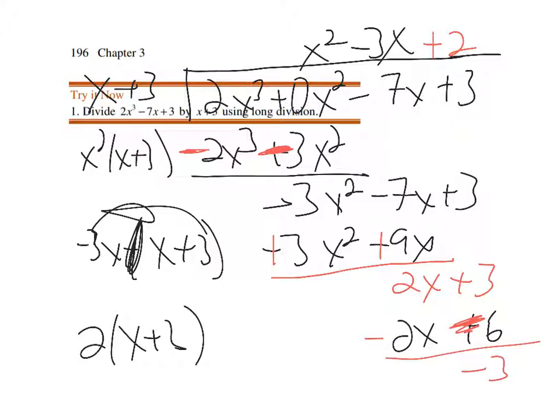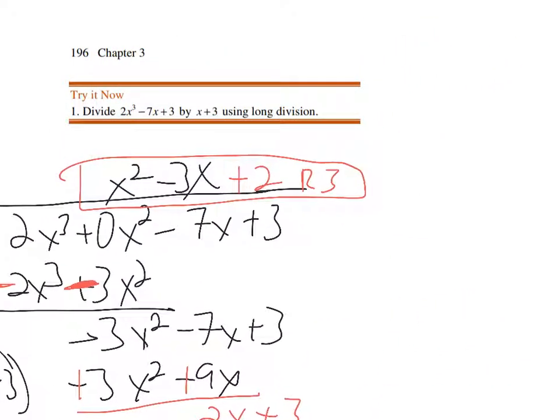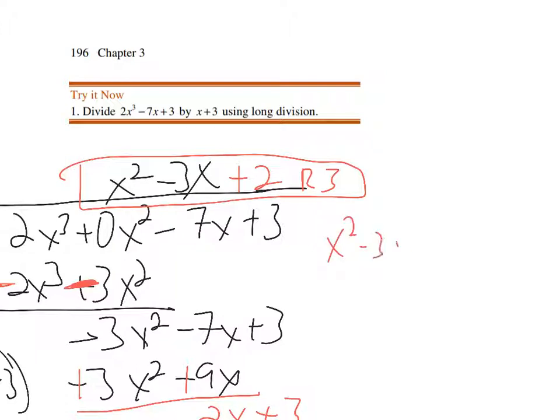So this one doesn't divide evenly. That tells me that x plus 3 is not a factor of this polynomial. So I can write it this way, with a remainder of negative 3. I can also write it, let me get myself some room here, as x squared minus 3x plus 2, plus negative 3 over x plus 3. Either way works. So hopefully you're able to do that.